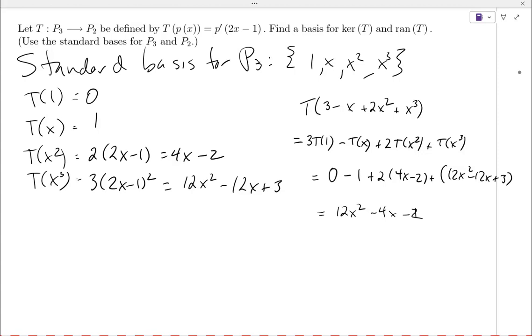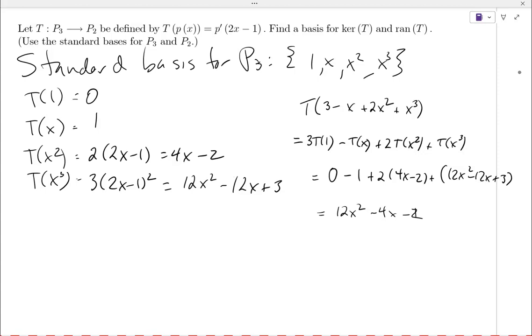You could have also done it directly, right? You could have just taken the derivative and plugged in 2x minus 1. You should get the same answer. Better get the same answer. Otherwise, something is seriously wrong. Okay. So far, so good? Okay with that?